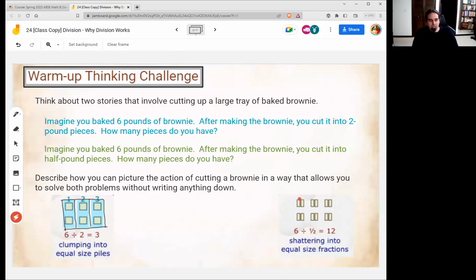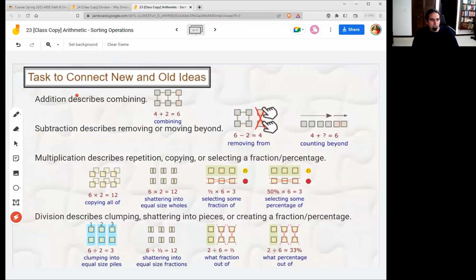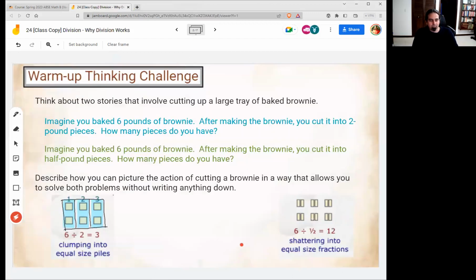How many pieces do you have? Well, 1, 2, 3, 4, 5, 6, 7, 8, 9, 10, 11, 12. If you watched our last ToDoodle, then that was among all of the different pictures, the shattering things into pieces is division. I want 6 things. I have 6. I want pieces of size a half. I get 12 of them.